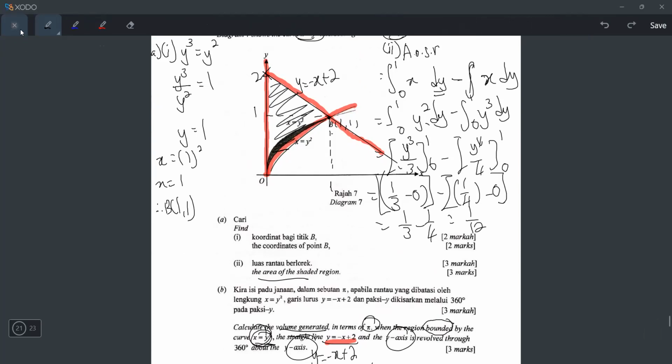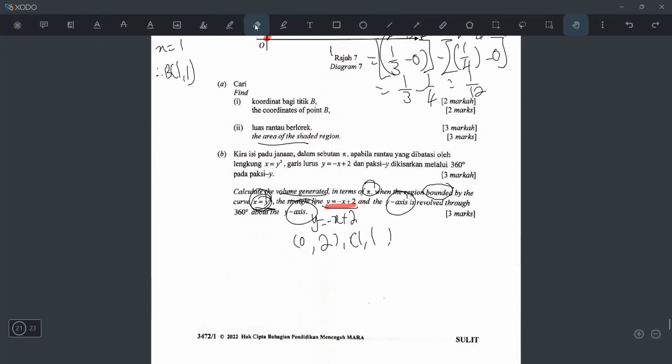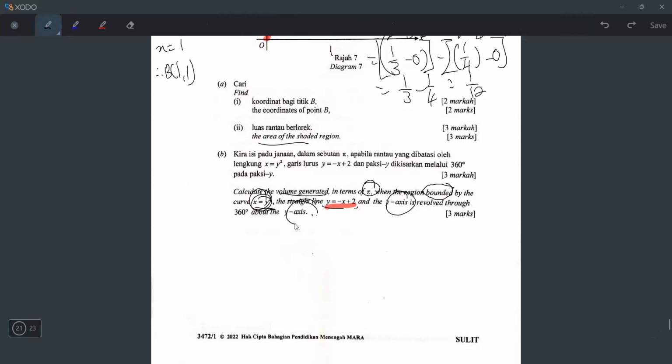This part. And since they already say revolve about the y-axis, it means we can't choose which axis to use. We can only choose when it's an area question. For volume, we cannot choose. So definitely it's using this formula. Integrate dy, and it will be pi x squared because that's the volume formula.